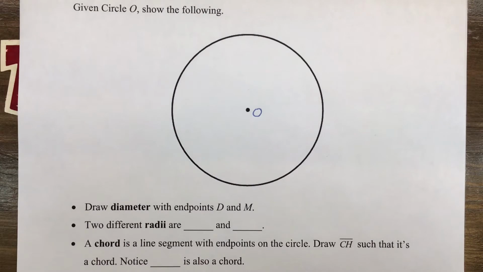Before we start looking at any of the properties that circles have, what we do need to go through is some vocabulary. And there is a good number of vocabulary terms that we're going to discuss. Right here you can see diameter, radii, and chord. We have a few others that I will be showing you in just a bit here.